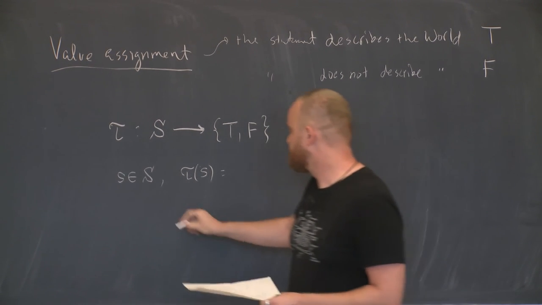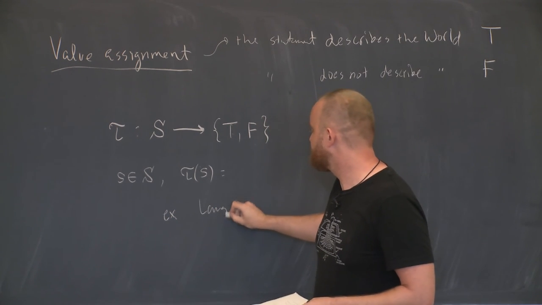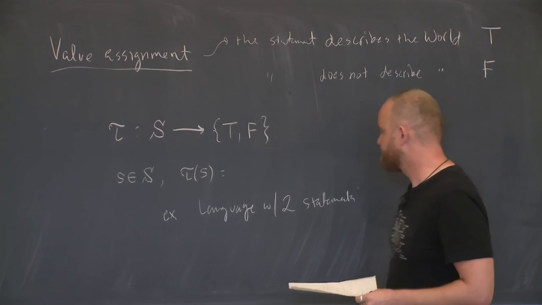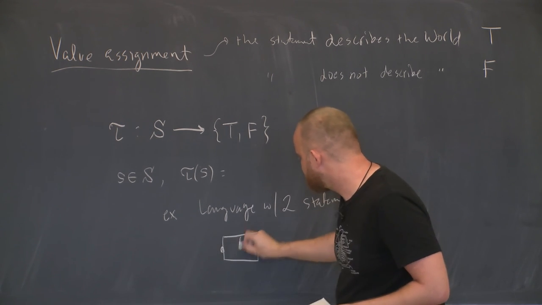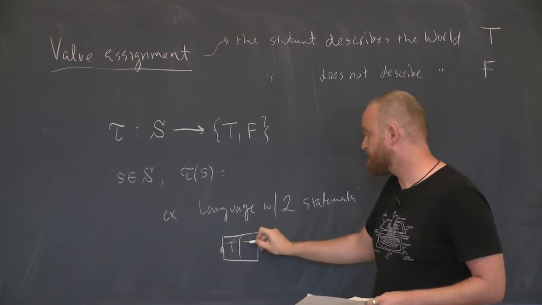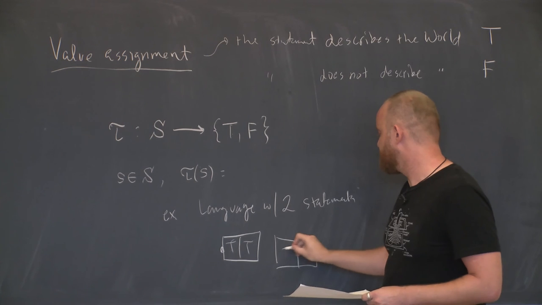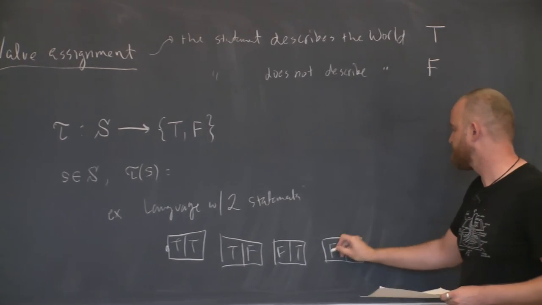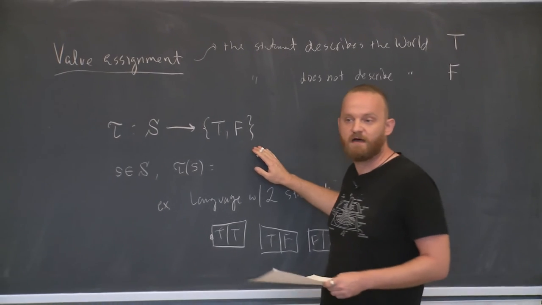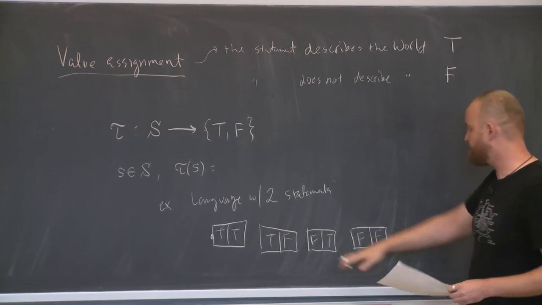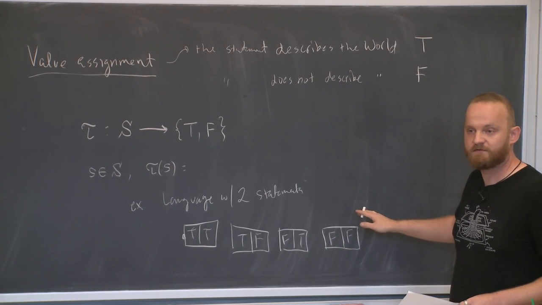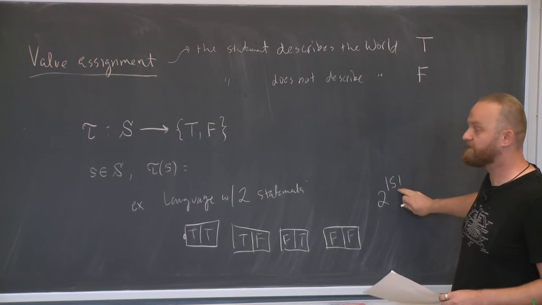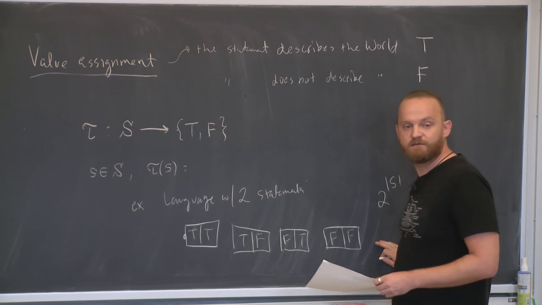As an example, let's say that we had a language with two statements. Let's draw it as a box. It could be that the first statement is true and the second statement is true. Or it could be that the first statement is true, the second statement is false, false true, or false false. So there are multiple ways to assign the truth values to every single statement. Notice that here we have four possible ways of assigning truth values to these statements. In general, there's going to be 2 to the s, the size of the number of statements, number of assignments of truth values to the statements.